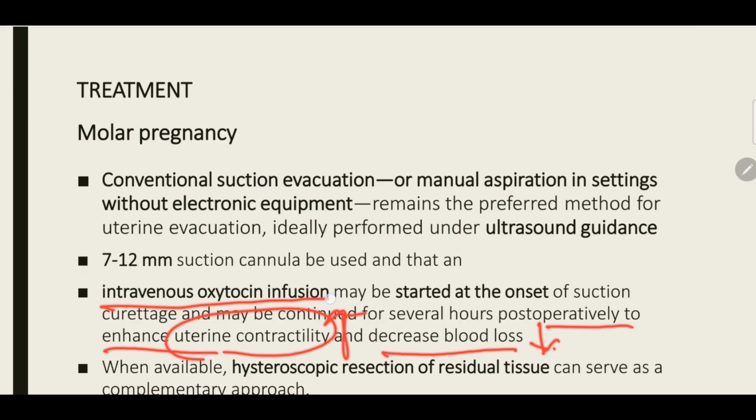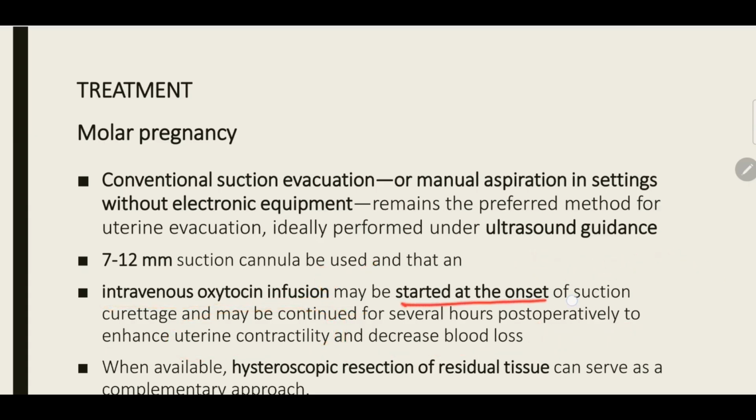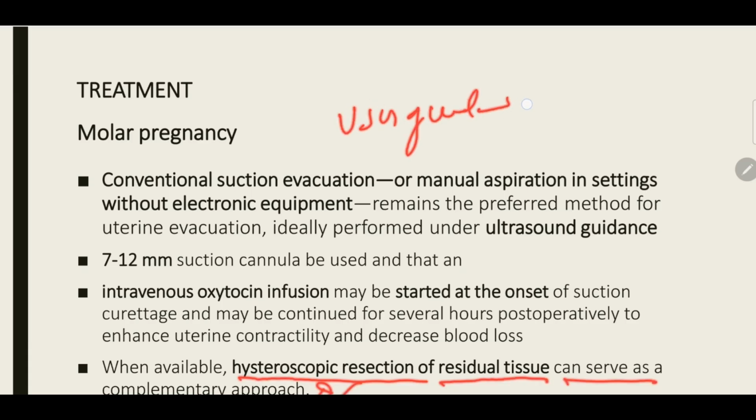As we know, for IV oxytocin infusion, the half-life of oxytocin is around 2 to 3 minutes. So we must start at the onset of suction curettage. When available, hysteroscopic resection of residual tissue can serve as a complementary approach. That is, first do USG guided suction evacuation, followed by, if there is any residual tissue, hysteroscopy guided resection of that tissue.